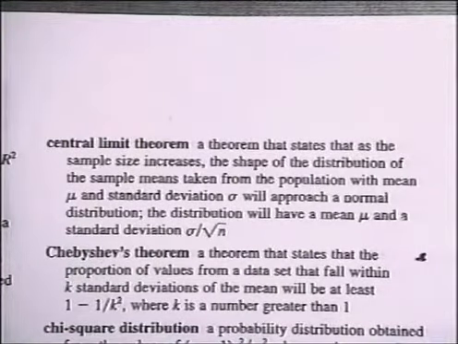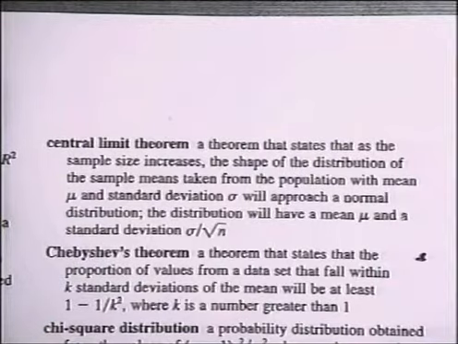the important thing here is process. Look at what it says. It states that as the sample size increases, the shape of the distribution of the sample means taken from the population with mean mu and standard deviation sigma will approach a normal distribution. The distribution will have a mean mu, standard deviation sigma divided by the square root of n. What the heck does that mean in English?